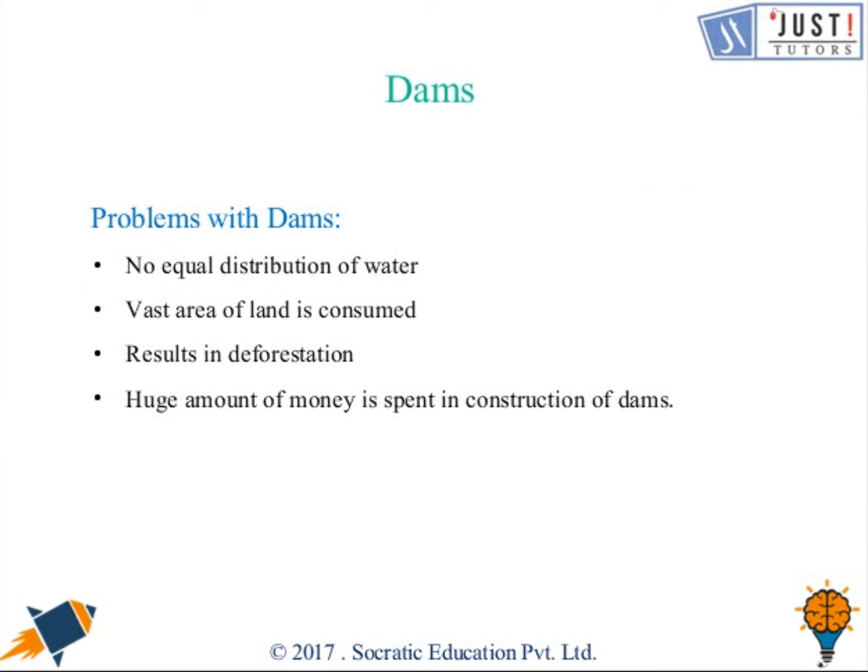Now there are some problems also with building dams, like unequal distribution of water, vast areas of land being consumed, and so on, as you can see on the slide. By 2015, the dam industry had choked more than one half of the Earth's major rivers with some 57,000 large dams. The consequences of this massive engineering program have been devastating. The world's large dams have wiped out species, flooded huge areas of wetlands, forests, and farmlands, and displaced tens of millions of people.